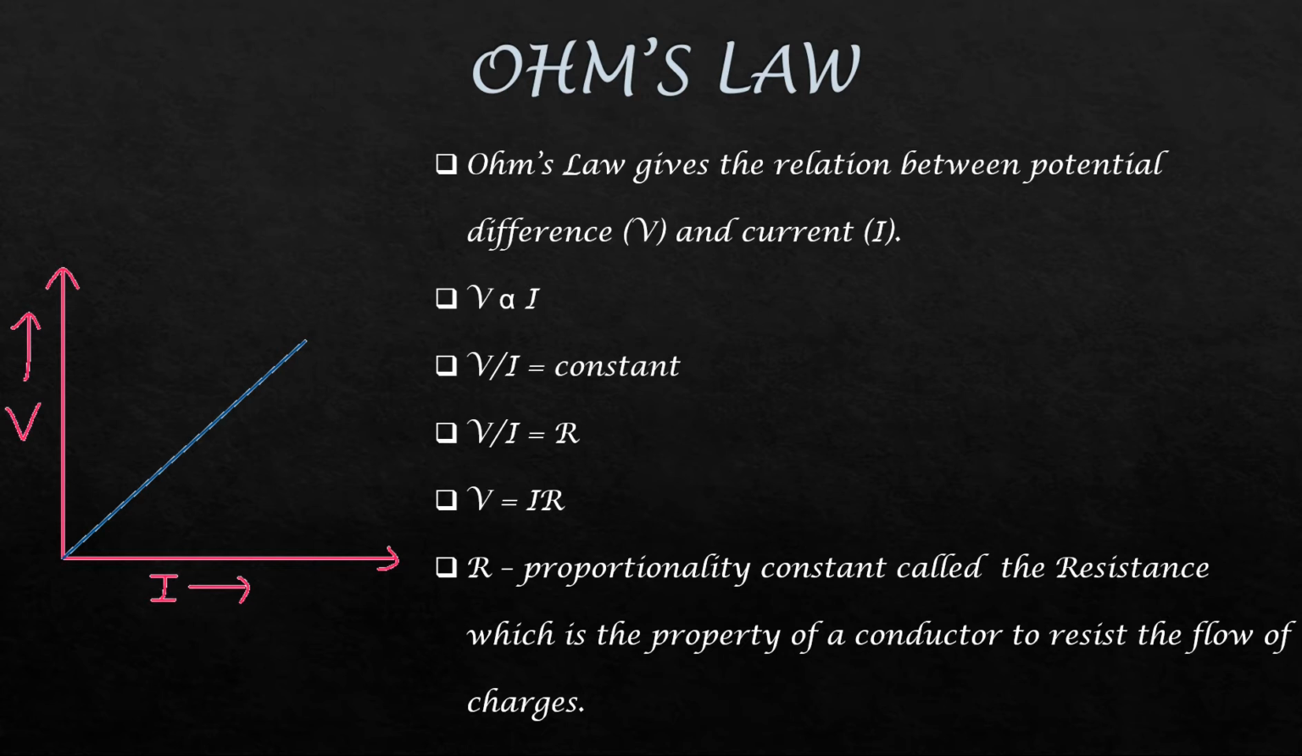And this resistance is the property of a conductor to resist the flow of charges. Every conductor has this property. Every material has this property called resistance, which resists the flow of charges. You can see that for every material you will have a different electric current produced. This is because of the resistance.